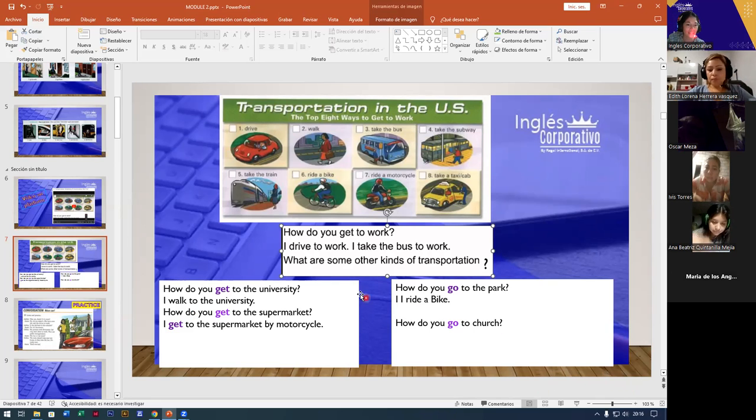Okay, that's good. Now, let's mention here, what are some other kinds of transportation different than here? Not necessarily just to go to work, but maybe to travel. What are other transportations?